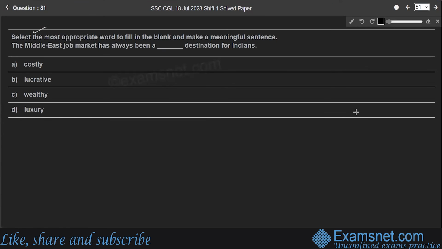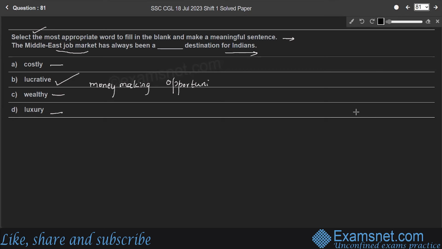Question 81. Select the most appropriate word to fill in the blank and make a meaningful sentence. The Middle East job market has always been dash destination for Indians. Here, job markets cannot be costly, wealthy, or luxury, right? Therefore, it should be lucrative. Lucrative means money making opportunity, right? Therefore, option B is the right answer.